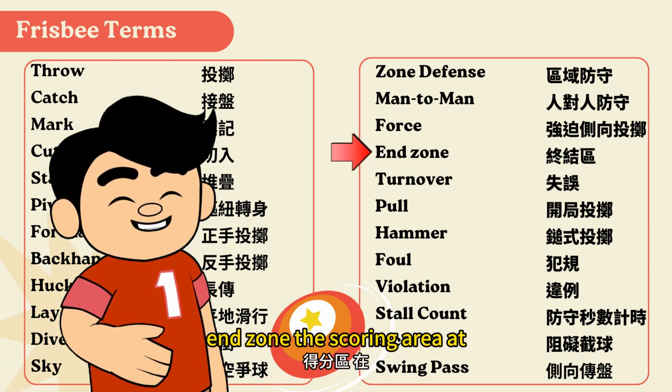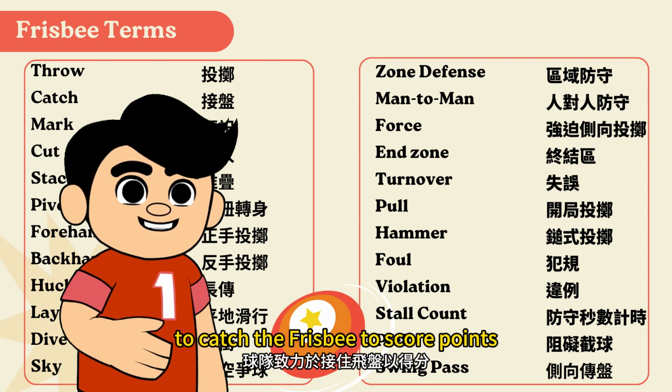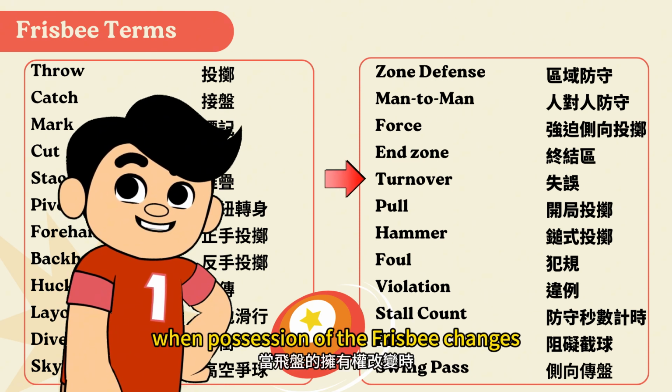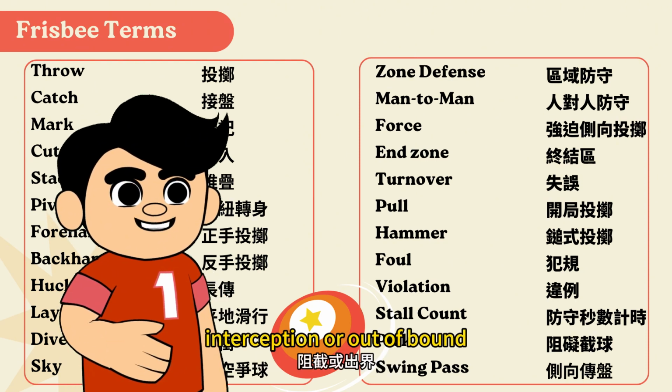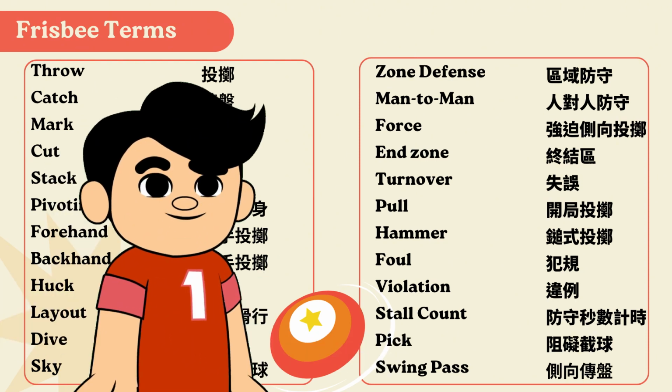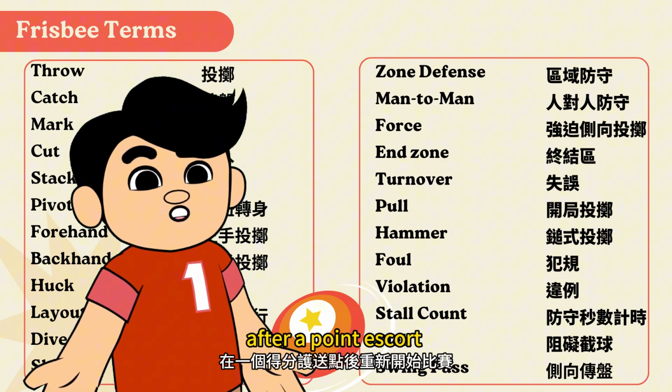End zone: the scoring area at each end of the field where teams aim to catch the Frisbee to score points. Turnover: occurs when possession of the Frisbee changes from one team to the other due to a dropped pass, interception, or out-of-bounds throw. Pull: the initial throw that starts the game or restarts play after a point is scored.